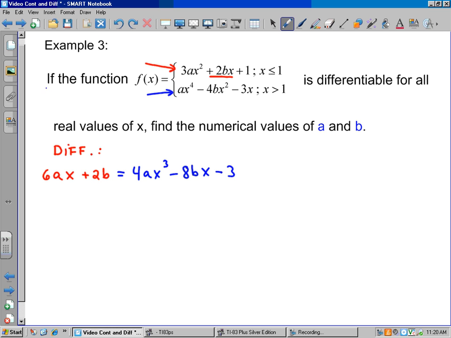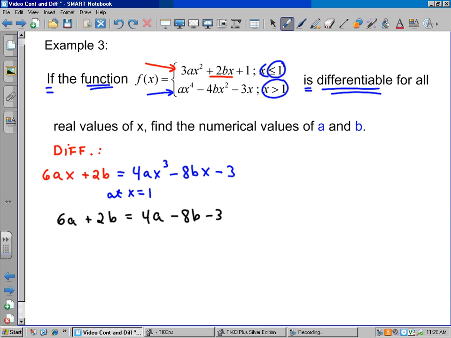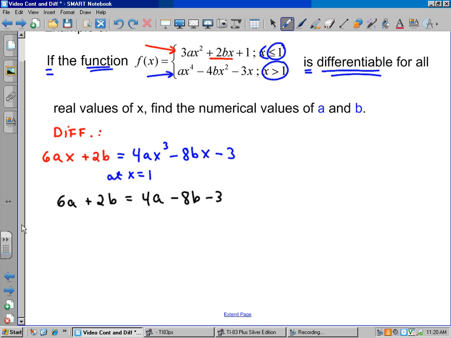So they are telling me that this function is differentiable. So the left-hand derivative has to equal the right-hand derivative, and it's differentiable at x equals 1, right? If I plug x equals 1 in for this, let's see what I would get. 6a plus 2b equals 4a minus 8b minus 3. Now I could clean that up a little bit. I could subtract 4a from both sides, I could add 8b to both sides, and we'll just leave the negative 3 over there. But there's nothing really else that I can do with this equation.